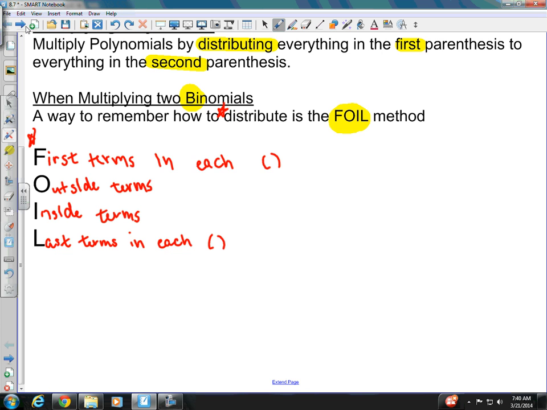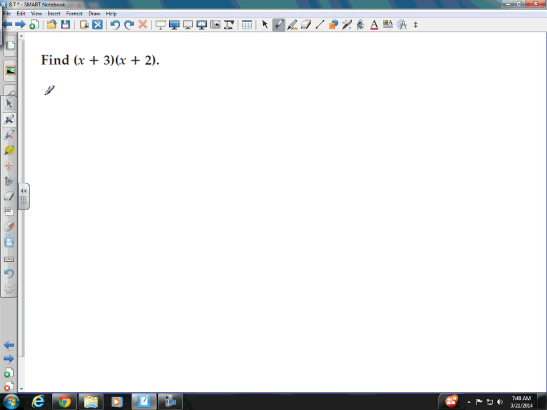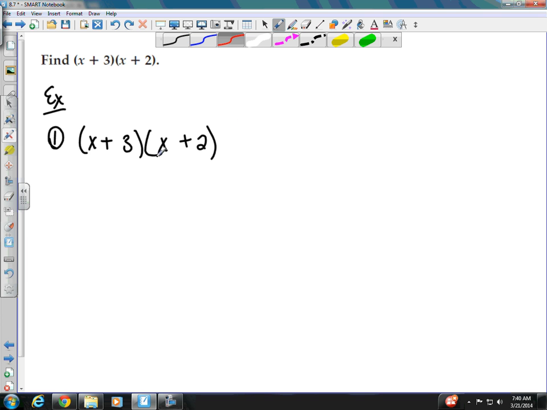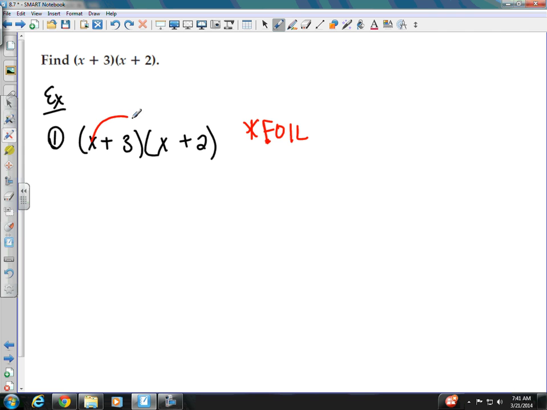So let's see an example. Our first example gives us x plus 3 times x plus 2. So we check. I have two terms in my first parenthesis. I have two terms in my second parenthesis. So that means I have two binomials here. So we're going to FOIL this. So F is our first terms in each parenthesis. I always like to show the rainbow when I do this. So I'm going to distribute my x to my x. So x times x.